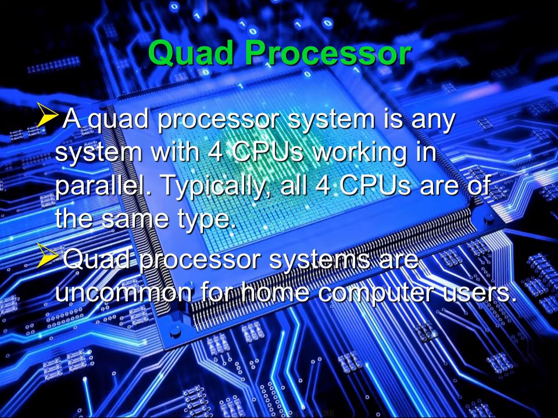Next is the quad processor. A quad processor system is any system with 4 CPUs working in parallel. Typically, all 4 CPUs are the same type. Quad processor systems are uncommon for home use.